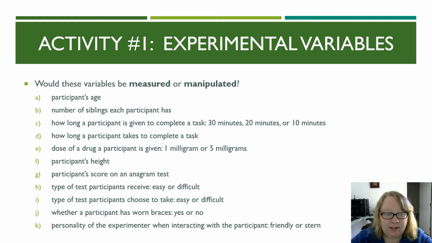Now for this activity, if you just put numbers A through K and then you write measured or manipulated, that's totally fine. But if you'd like to get a little more benefit from this activity, I recommend you put whether it's measured or manipulated, and then write a sentence that explains why you think that. Remember, that's that teach the material strategy. Even if you're not verbally saying it out loud, the act of giving that explanation is going to help you practice those concepts more.